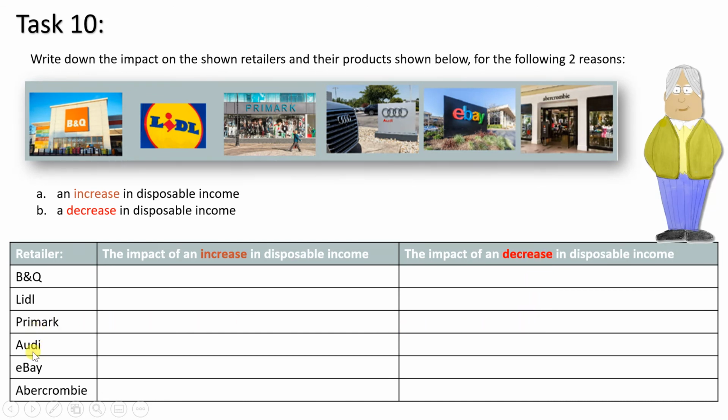Fourth one, what happens to Audi? That's a car brand. What happens to Audi cars if there's an increase in disposable income, and what happens to Audi if there's a decrease in disposable income? Fifth one, what happens to eBay sales if there's an increase in disposable income, and what happens to eBay if there's a decrease? And the last one, what happens to Abercrombie, the designer clothing brand, if there's an increase in disposable income, and what happens to Abercrombie if there's a decrease?